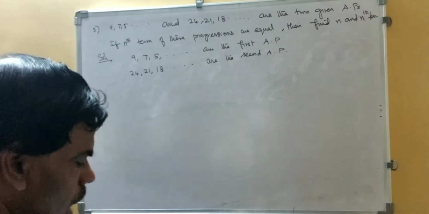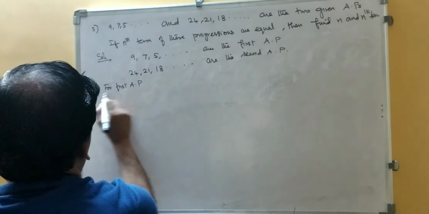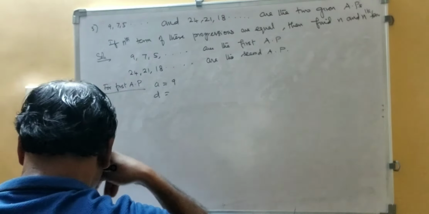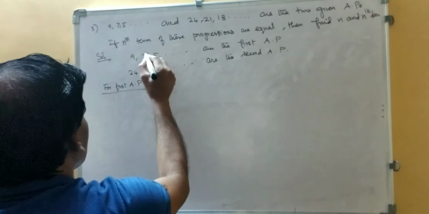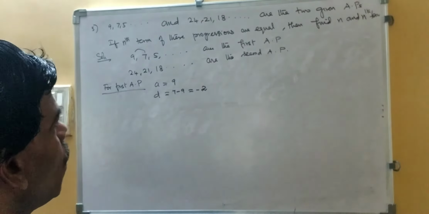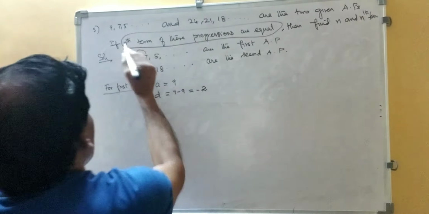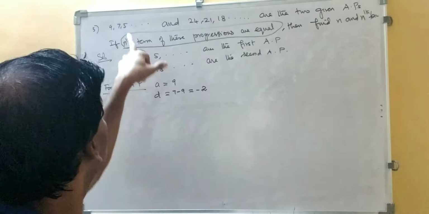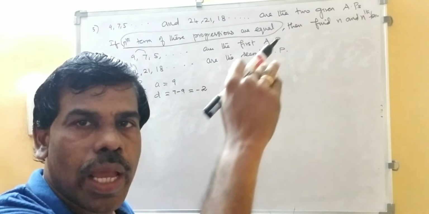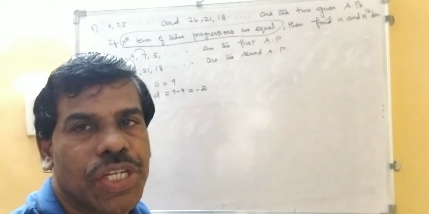Okay. Now we will take the first AP. For the first AP, what is A? 9. What is D? Look at this. What is D here? 7 minus 9, minus 2. Okay. Now what they say, nth terms of the progressions are equal. So for the first AP, we have to find out the nth term. Similarly, we have to find out the nth term of the second AP also. Then we will equate it as per the condition.